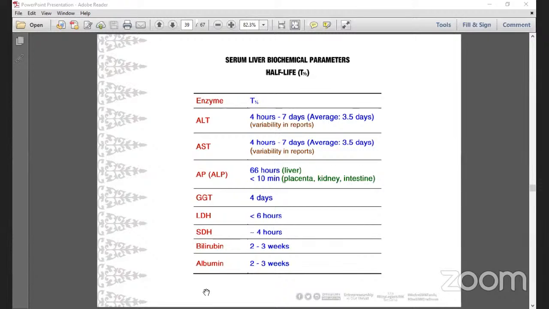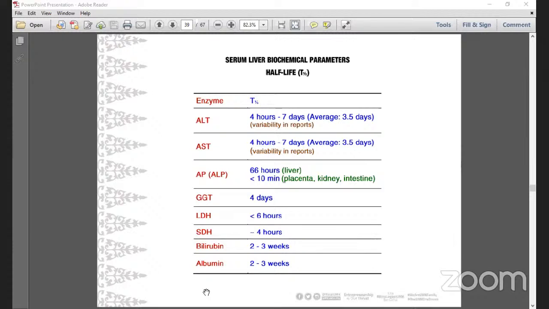So this is the half-life. For example, alanine transaminase, there are many differences. They put 4 hours to 7 days for the half-life, but on average, the half-life for ALT together with AST is about 3.5 days, three and a half days. And for GGT, the half-life is 4 days. And for alkaline phosphatase, we can look here, the half-life is about 6 hours, maybe up to 3 days.